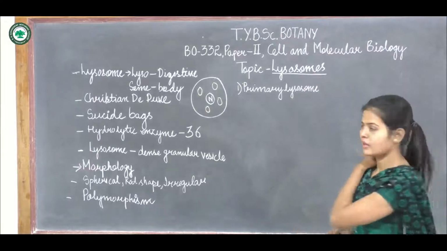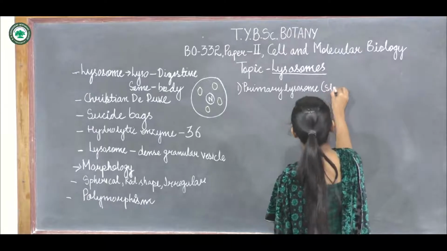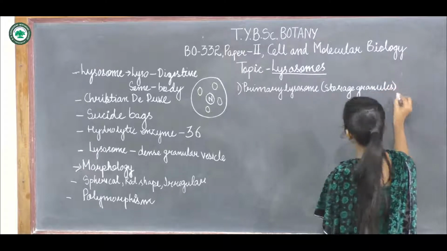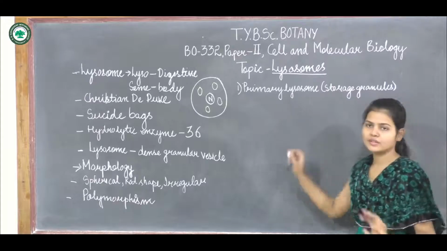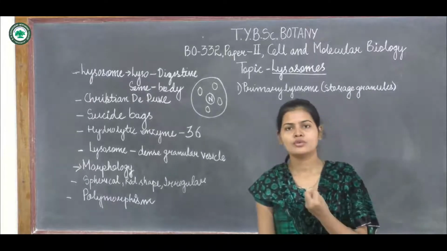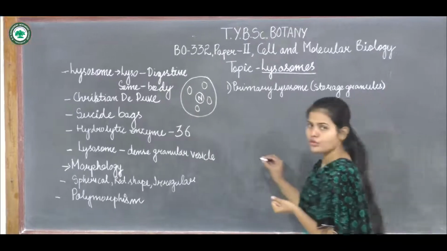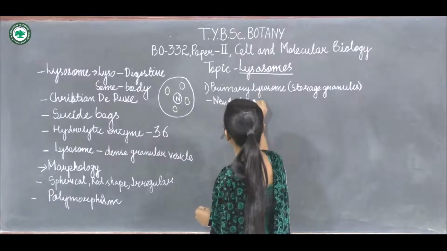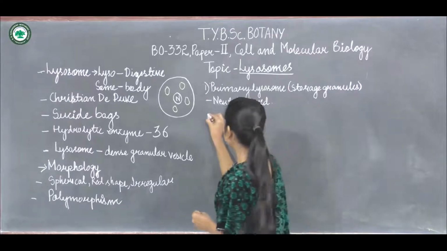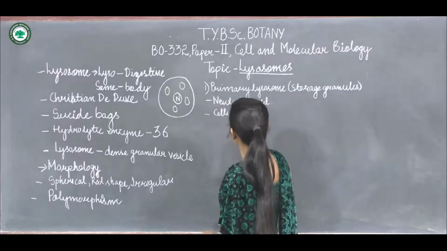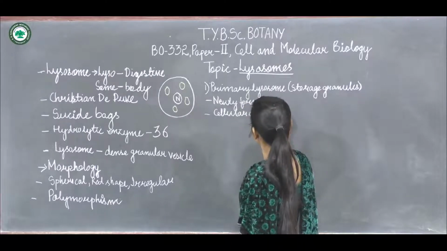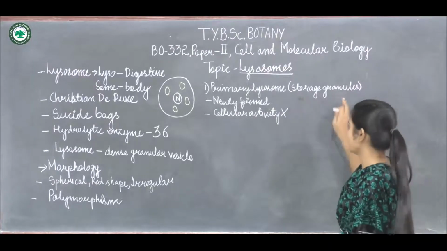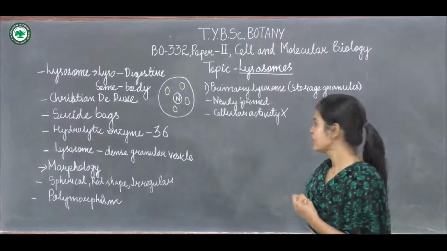primary lysosome. These are also called storage granules. These are the newly formed lysosomes that do not participate in any cellular activities. They are called storage granules because only the storage function is performed, as they are newly formed.